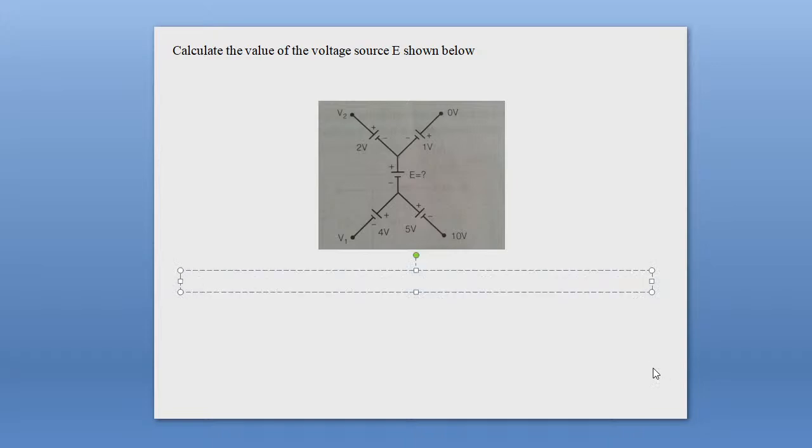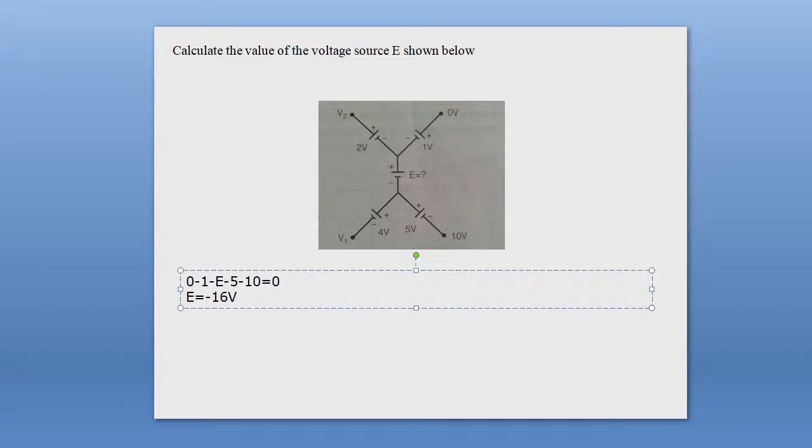So if we consider the right side path, we can write 0 volt minus 1 volt minus E minus 5 volt minus 10 volt equal to 0. Therefore we can write E equal to minus 16 volt. Okay, everyone see that. The value of E is minus 16 volt.